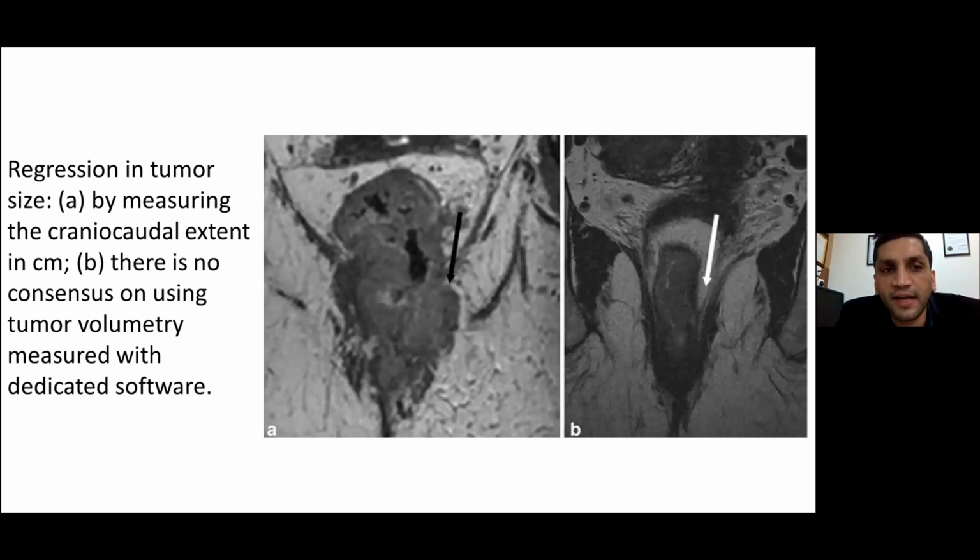Regression in the size of the tumor, we measure by measuring the craniocaudal extent. Like in this particular tumor, this was the extent initially, and post-treatment, this is how it has regressed. However, there is no consensus on using tumor volumetry because it requires very complex calculations and dedicated software.